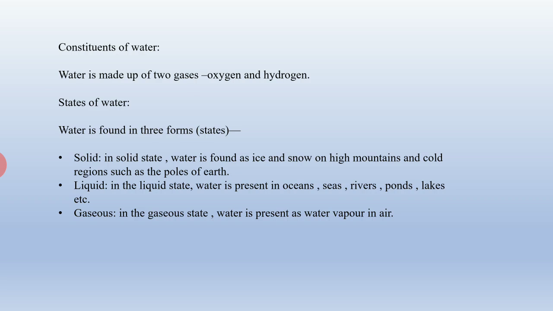Constituents of water. Water is made up of two gases, oxygen and hydrogen. States of water. Water is found in three forms, states. Solid. In solid state, water is found as ice and snow on high mountains and cold regions such as the poles of the earth.